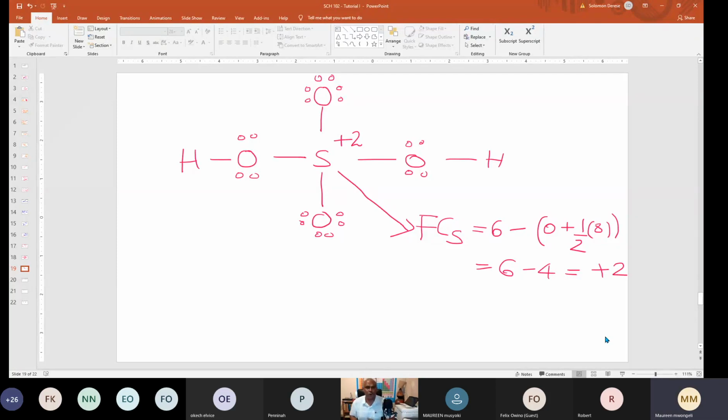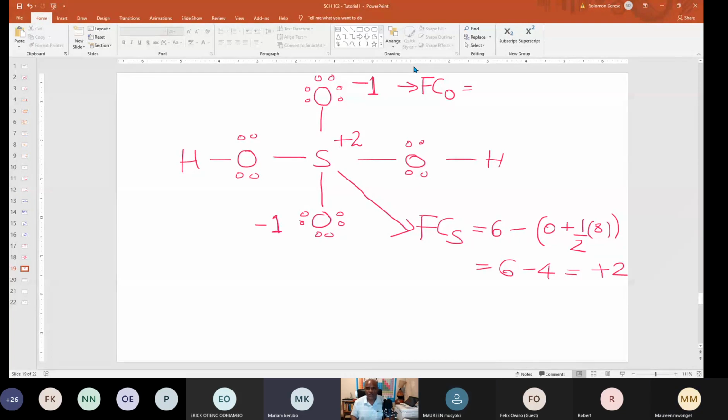I do not have to calculate the rest. What do you think is the charge on the oxygens? Neutral. The charge on the oxygen is? Negative 1 and the other one is neutral. These two are neutral, okay? Let me convince you by calculating the formal charge on this one.